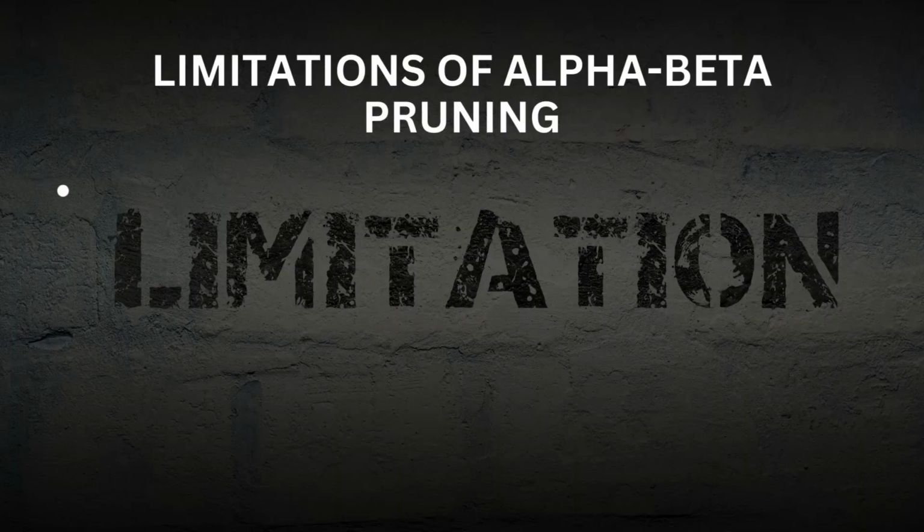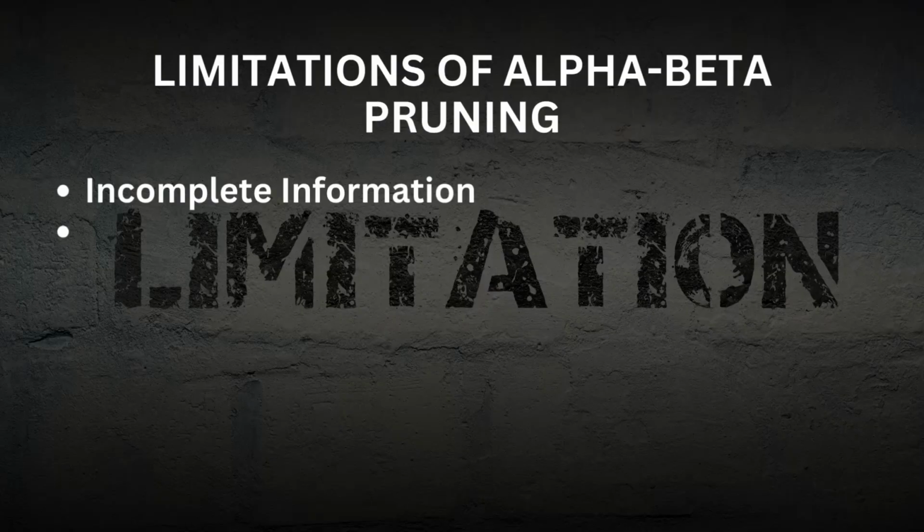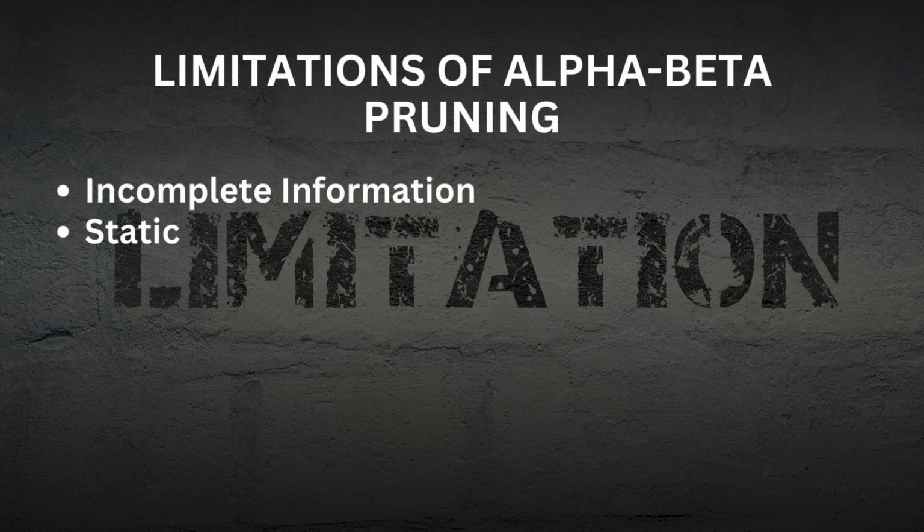First, complete information. Alpha beta pruning assumes that the entire game tree is known and can be explored. In games with incomplete or imperfect information such as card games like poker, it becomes less effective. Second, static evaluation function. It relies on a static evaluation function to estimate the value of the game tree. If the evaluation function is inaccurate, alpha beta pruning may not always find the best move.